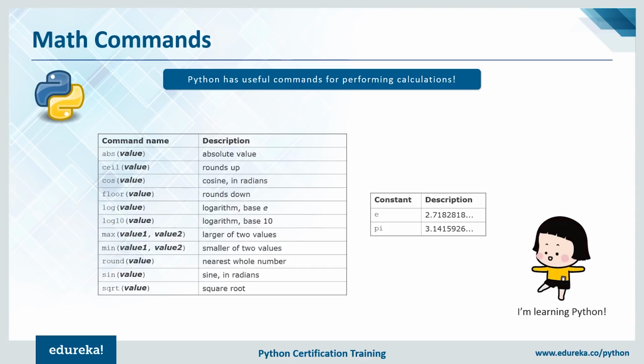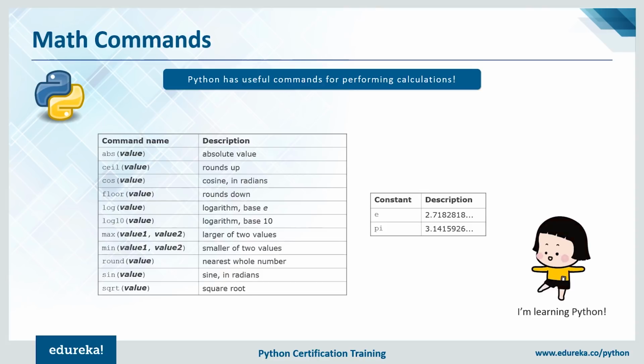Next, we have ceiling. Ceiling basically rounds up a number to its next number. So if we have 1.5, the number becomes 2. And next we have the cosine function. This will give you the output in radians. So make sure you note that. And next is floor. Well, floor is the opposite of ceiling. And we have logarithmic value. We have logarithmic to the base 10. And we can find out the maximum and the minimum between two values as well.